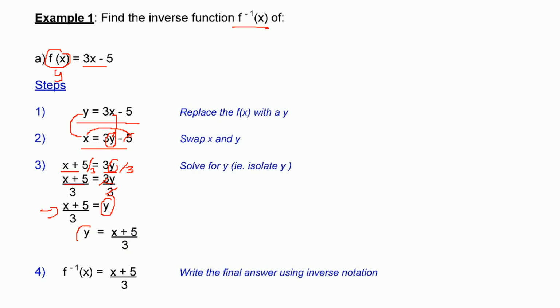And now we will replace y, which is actually the inverse of the function, by f inverse x, like this. So f inverse x is (x plus 5) by 3, this one.